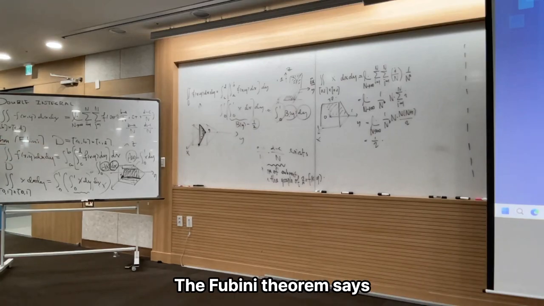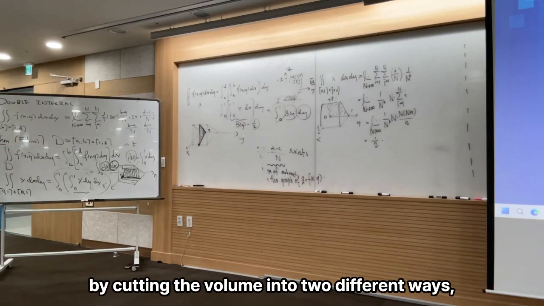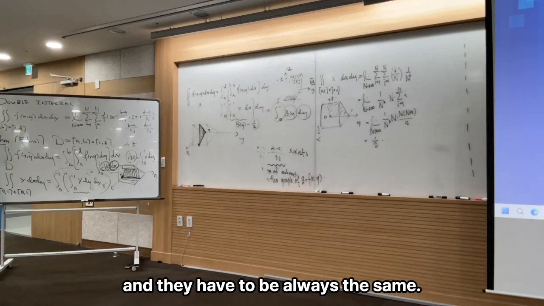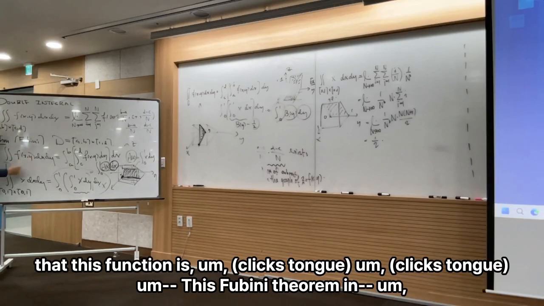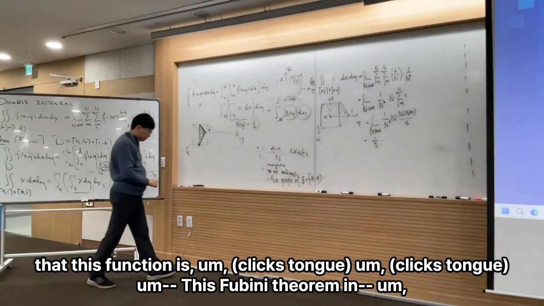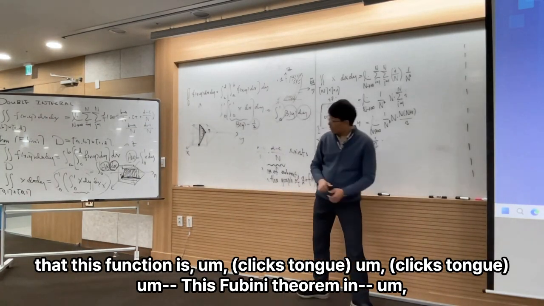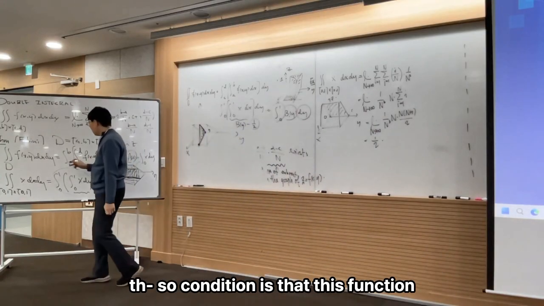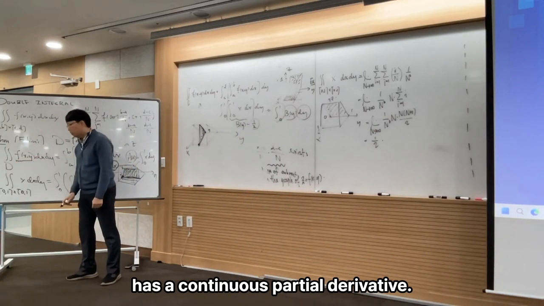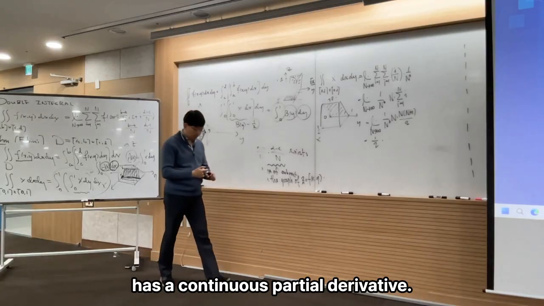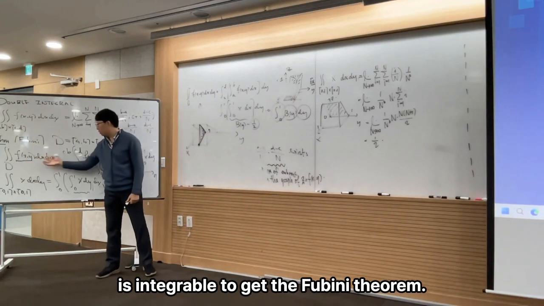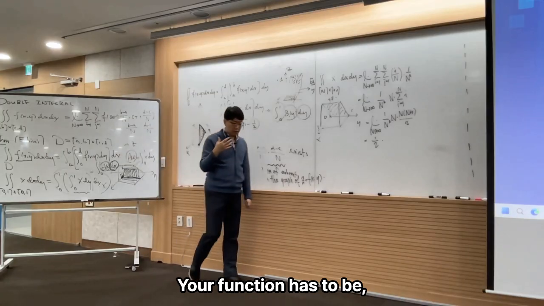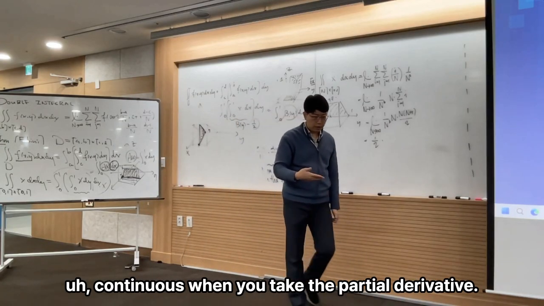The Fubini theorem says that you can get the volume by cutting the volume in two different ways, and they have to always be the same. There is one important condition in the Fubini theorem: this function has continuous partial derivatives. It's not enough that the function is integrable to get the Fubini theorem. Your function has to be continuous when you take the partial derivative.